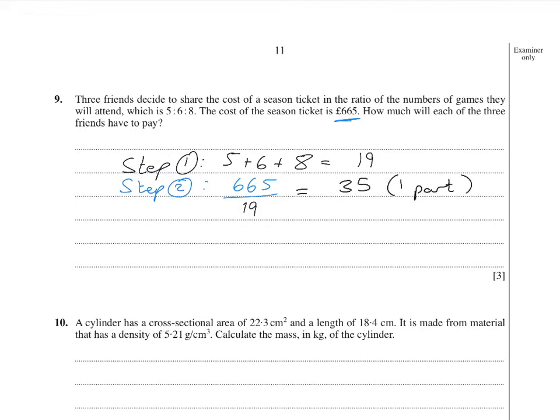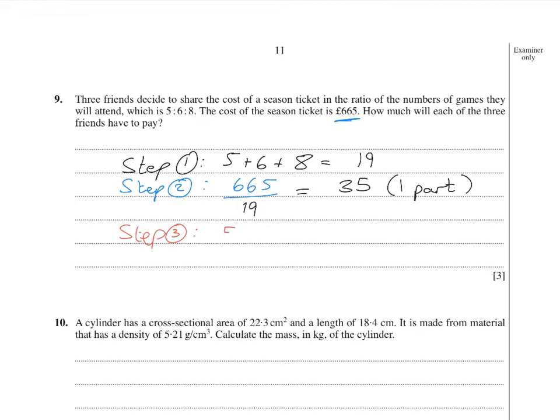Okay, for one part. So your step 3 is that you work out the missing parts in the ratio. So the first guy, he had 5 parts. The next guy, he had 6 parts. And the next guy had 8 parts, which I guess in this case, he goes to 5 matches, he goes to 6 matches, he goes to 8 matches. So it obviously makes more sense that the guy who goes to 8 matches pays the most and the guy who goes to 5 matches pays the least.